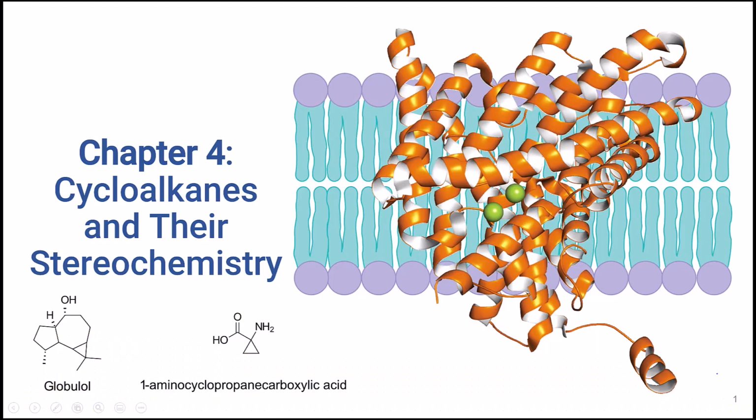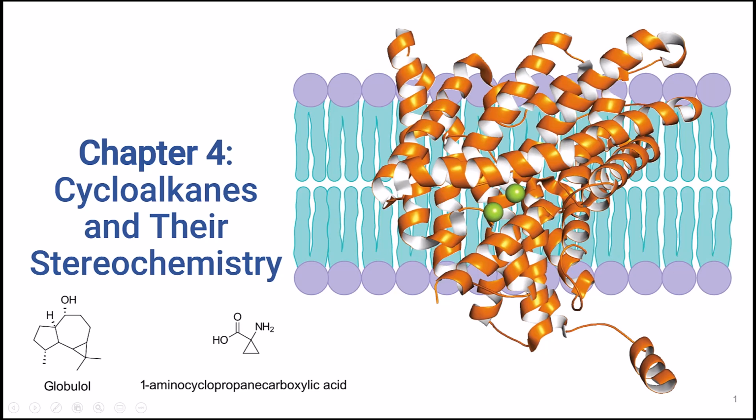In Chapter 4, we will be looking at cycloalkanes and stereochemistry of these cycloalkanes. And we have, again, our membrane channel, which allows chlorine to cross the cell membrane. And sometimes we have cyclic compounds that can cross these cell membranes. And cyclic compounds also occur often in pharmaceutical drugs.